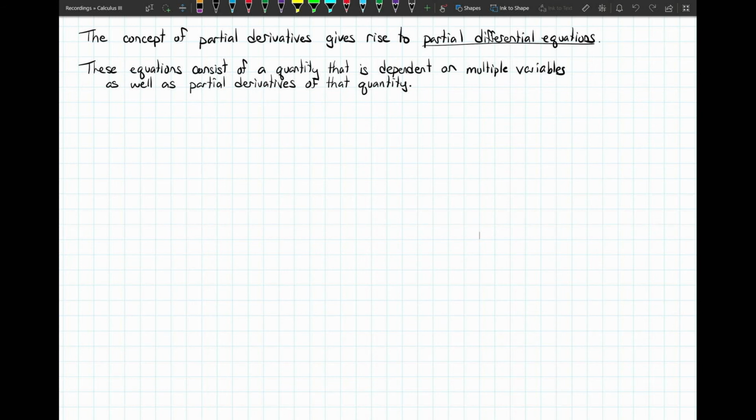Now, it doesn't have to be, of course, just z, x, and y, although that's what we seem to be using most often. But let's take a look at maybe a different example that doesn't just use our standard x, y, and z. Let's take a look at a famous example called the heat equation. And for simplicity, let's take a look at the one-dimensional heat equation.